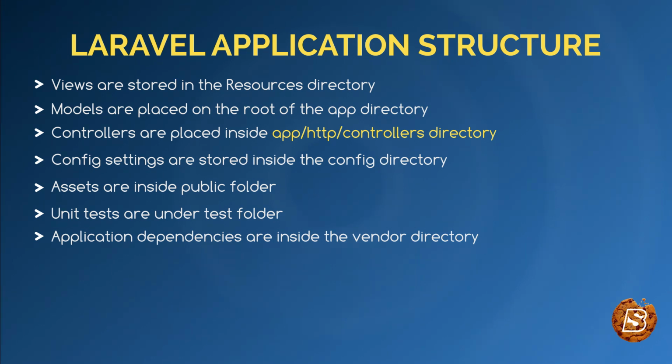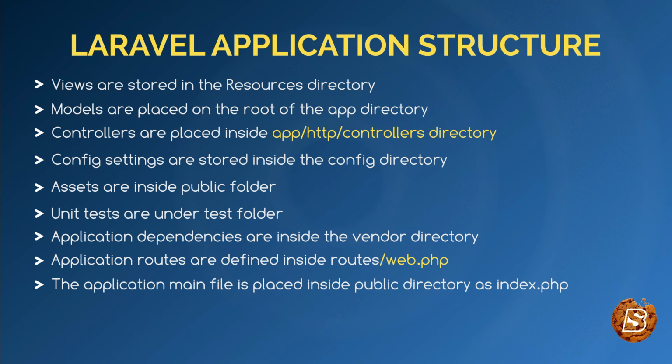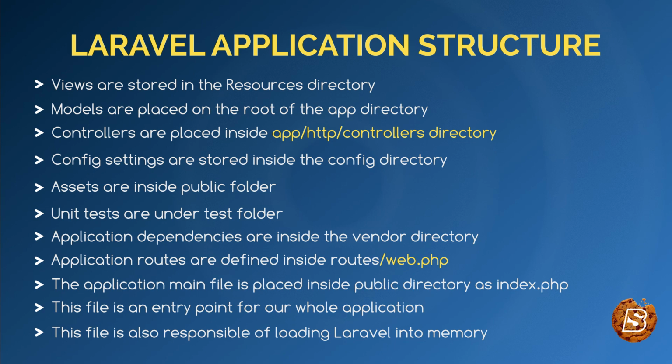Application dependencies are inside the vendor directory, and application routes are defined inside the routes/web.php file. The application main file is placed inside the public directory as index.php, and this file is an entry point for our whole application. This file is also responsible for loading Laravel into memory.